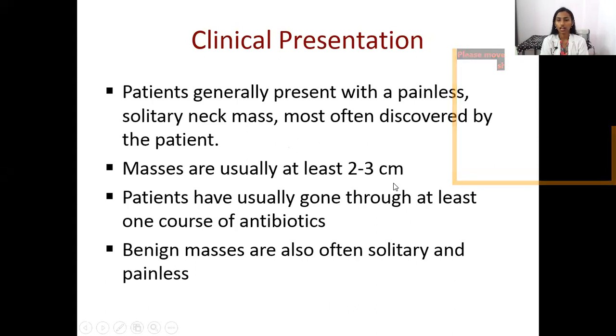So moving on to how the patient will present clinically. Patients generally present with a painless solitary neck mass, often discovered by the patient. So the patient would have a neck mass, which would mostly be painless, and the patient would discover it by himself. The masses are usually around 2 to 3 centimeters in size. And patients have usually gone through at least one course of antibiotics before even coming to doctors for that neck mass. Benign masses are also often solitary and painless.